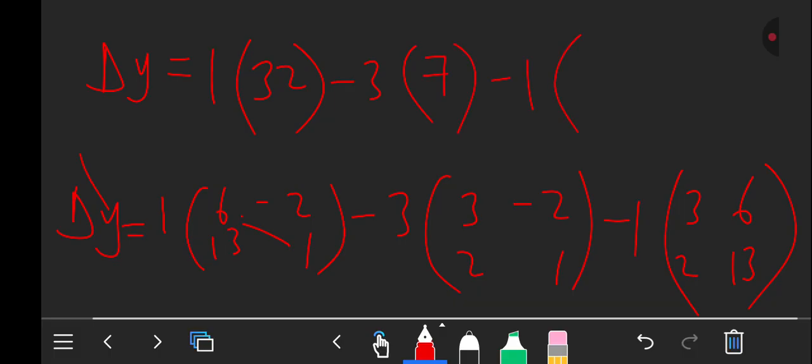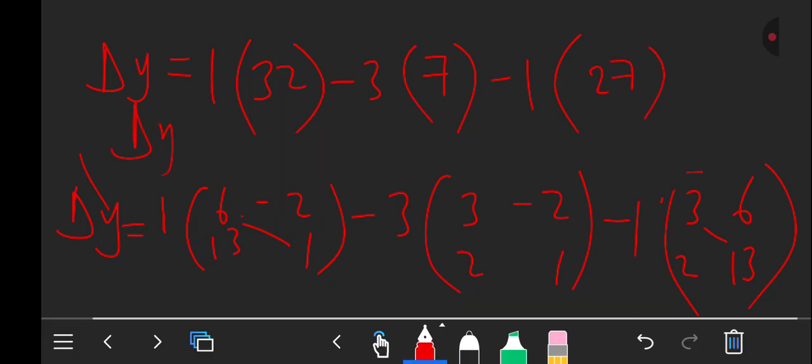Then -1. Here we're going to have 13 multiplied by 3, that is a 39. 39 minus 2 times 6, that is a 12. So 39 minus 12, what would be the value? So 39 minus 12, we'll get 7 there and 2 there. That is a 27. So we'll have 27.